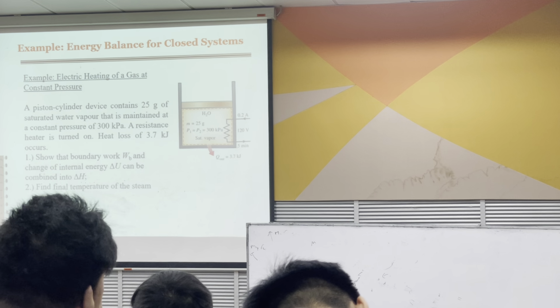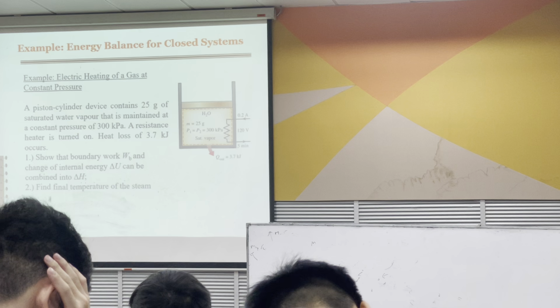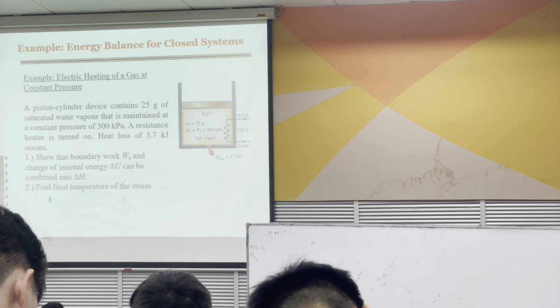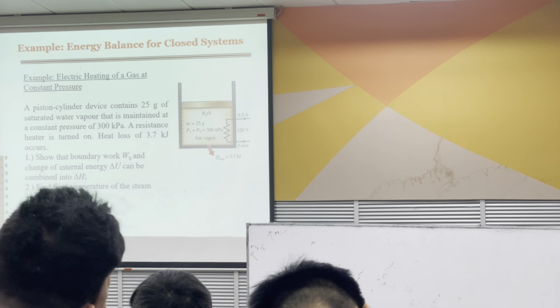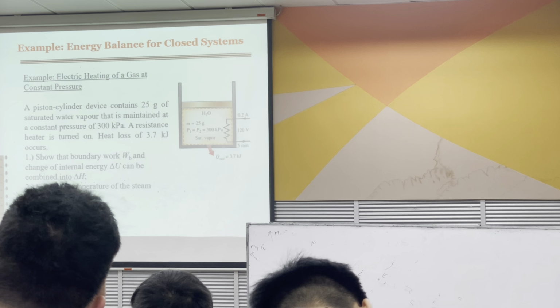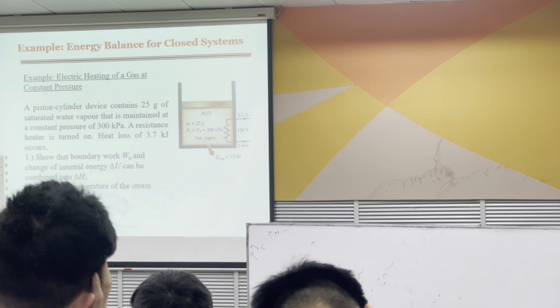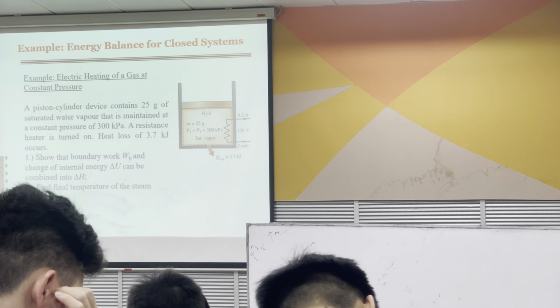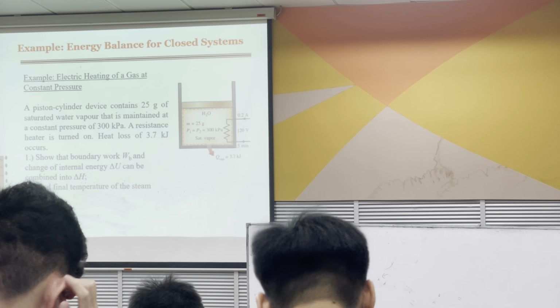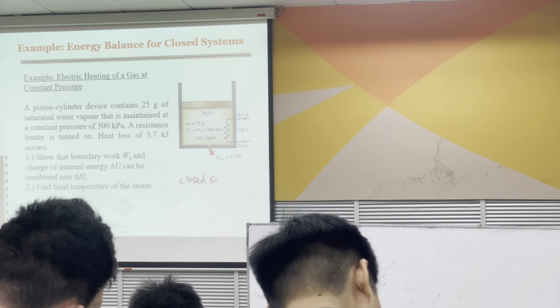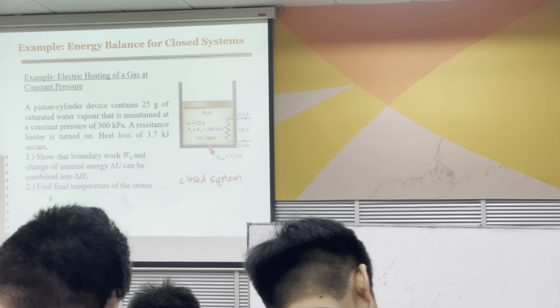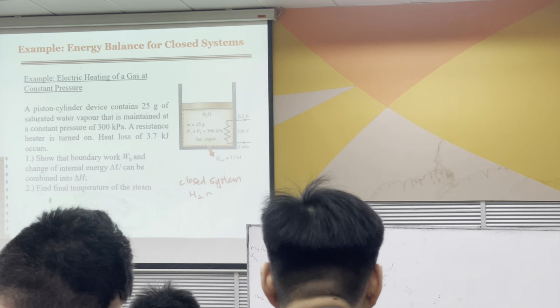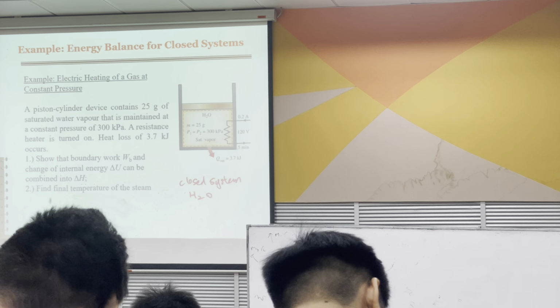So number one, show that the boundary work WB and change of internal energy delta U can be combined into delta H. This is what I will show you. Then after that, you need to find the final temperature of the steam. This one will be through the table. Here, if you follow the steps, you will see that this is a closed system, and we are dealing with H2O here. Then you look at the information given.